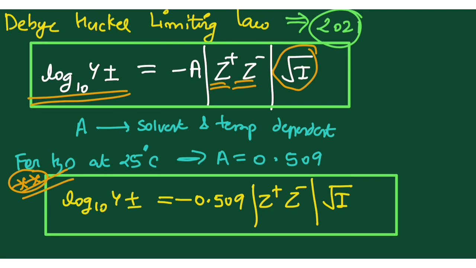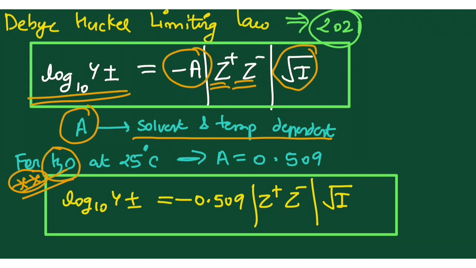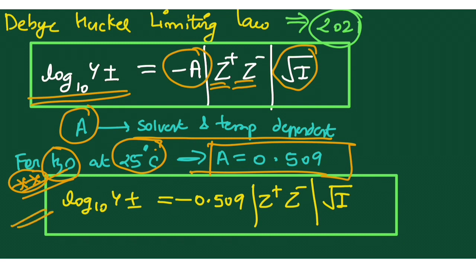Now everybody will be saying that we have not seen this formula in our textbook. See, this is the general formula, because A is the constant which is solvent and temperature dependent. For water at 25 degrees centigrade, this A value is 0.509. So the equation becomes log 10 gamma plus minus is equal to minus 0.509 mod of Z plus Z minus into root of I.